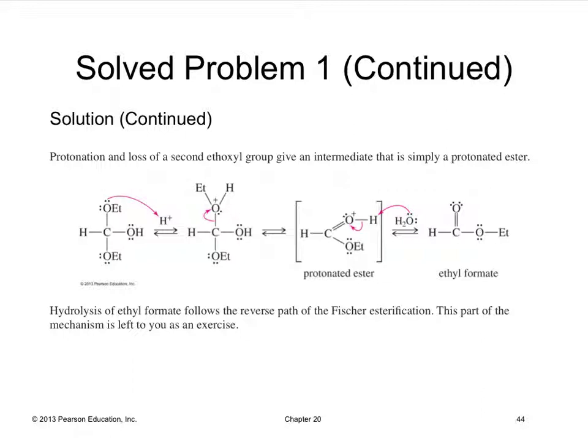And then the next step is for another OEt to come and protonate. This is also a good leaving group, but at the same time, electrons from your oxygen here will come down, forming this protonated ester. And then you have water deprotonate, neutralizing to form the ethyl formate.